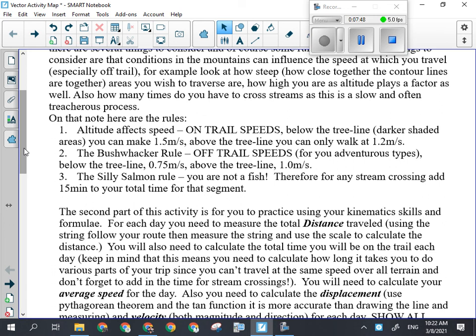Second rule, the Bushwacker rule. If you go off trail, and you're going to have to, that's going to affect your speed because now there's going to be obstacles in the way. Even if you have a machete, you still have to swing it back and forth, so you're going to slow down. So below the tree line, in that darker shaded green part, you can only make 0.75 meters per second off trail. Above the tree line, you can actually go faster. Why? Because there's no trees. So even though it's at higher altitude, you don't have anything to go around or through. So you can go a little bit faster. That's something else to keep in mind in terms of speed. And then the third rule is the silly salmon rule.